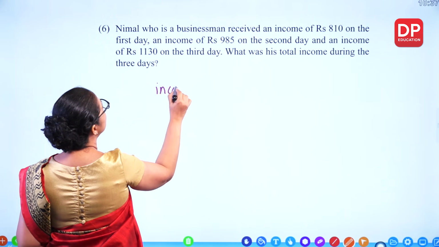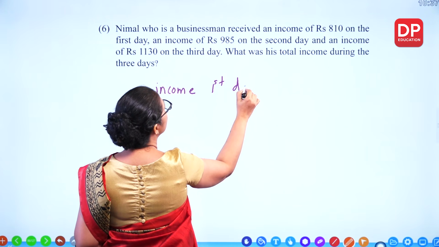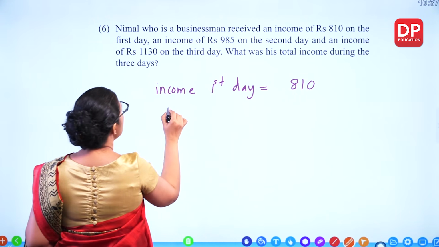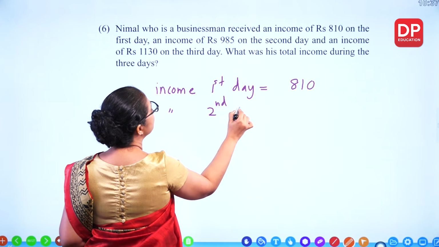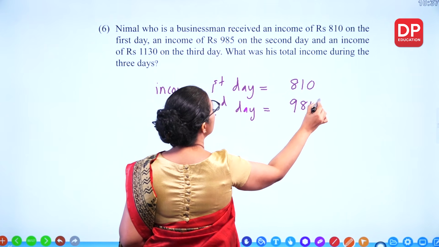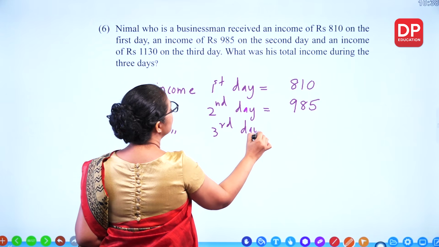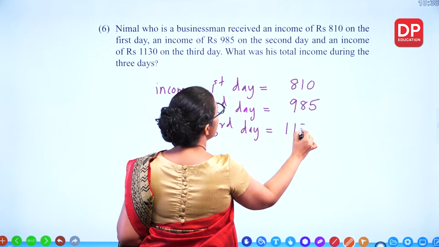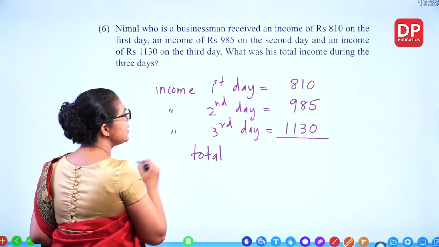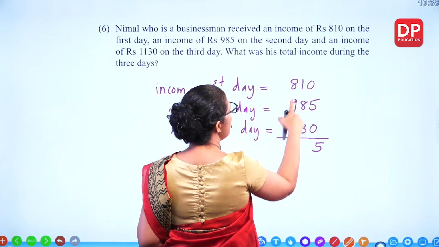Income on the first day. What's the income? 810 rupees. Income on the second day? 985. Income on the third day? 1,130. So what's the total? Total means addition. You add these three numbers, you get 5.